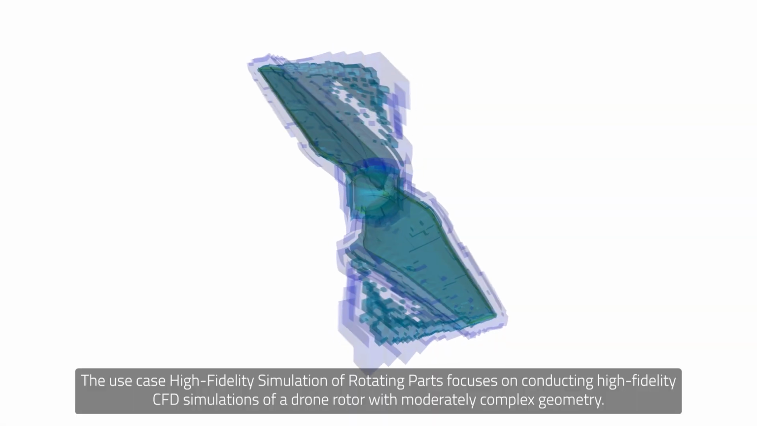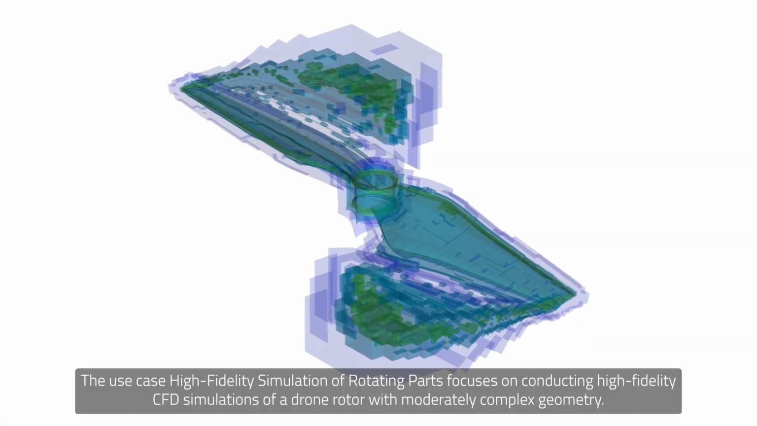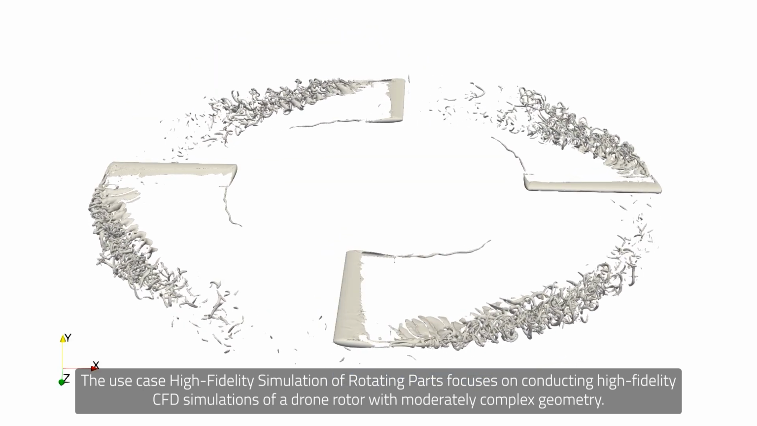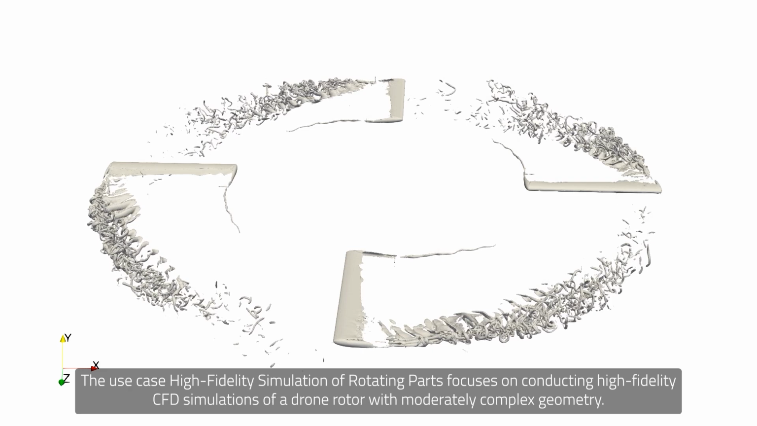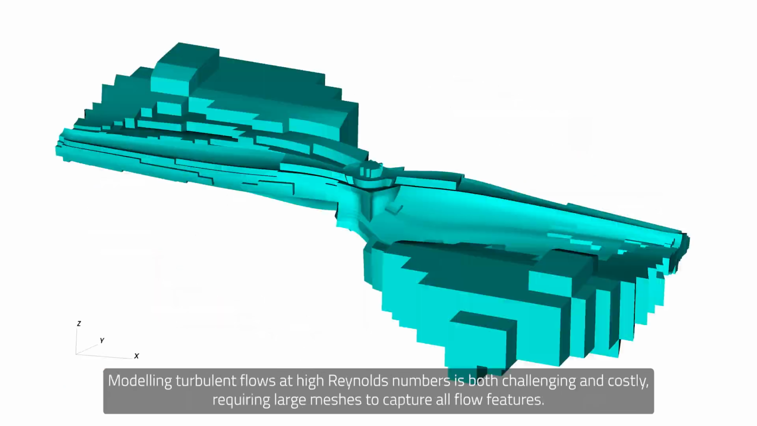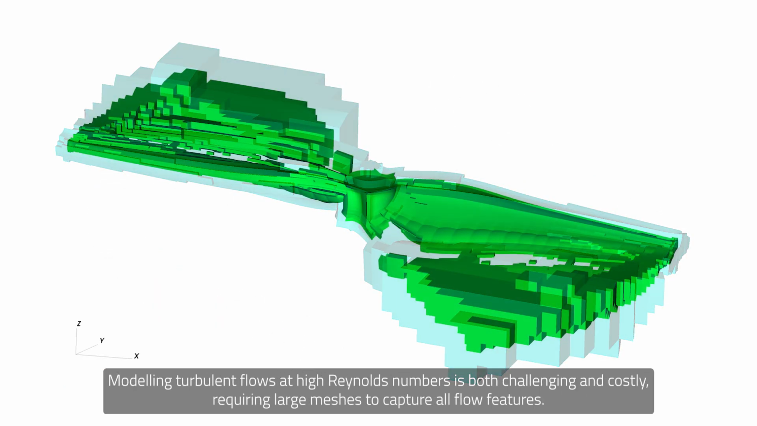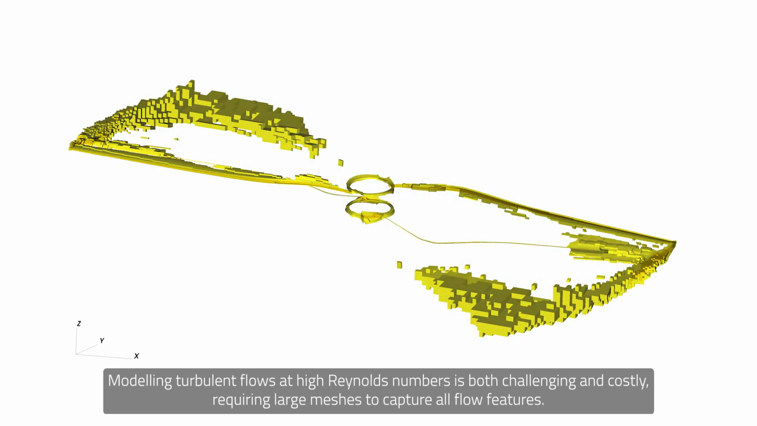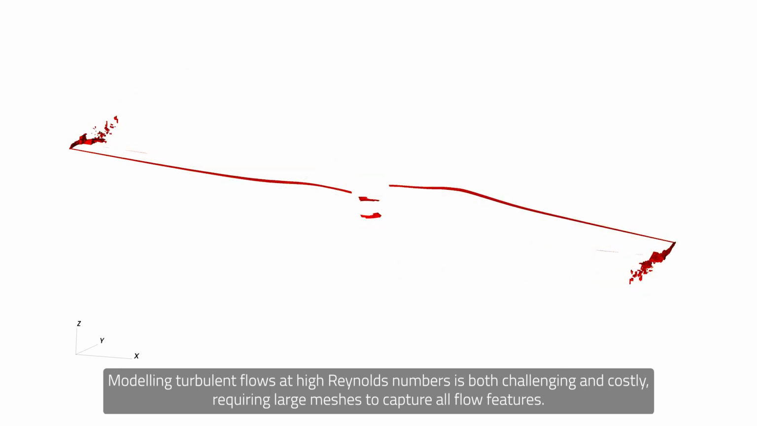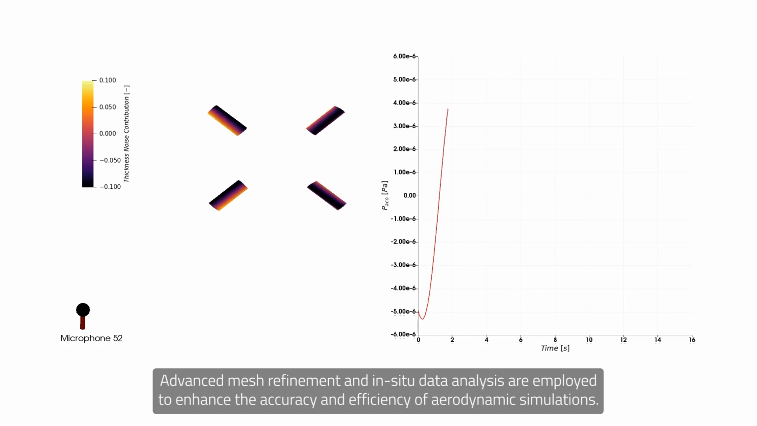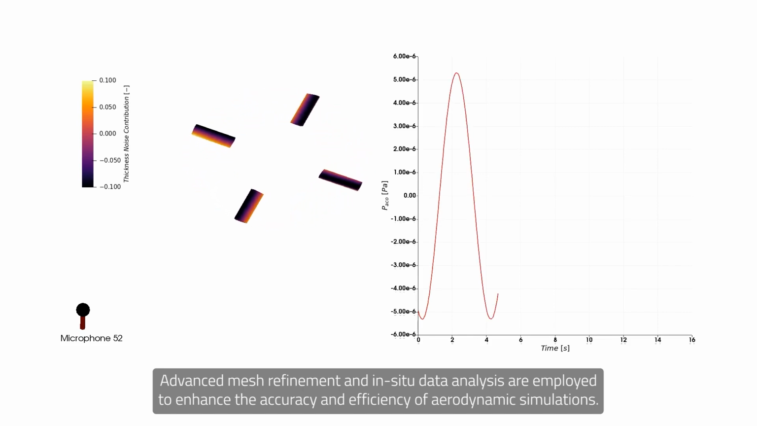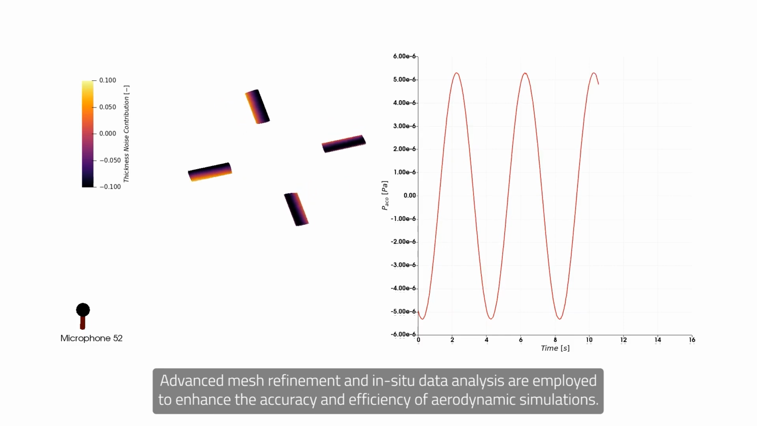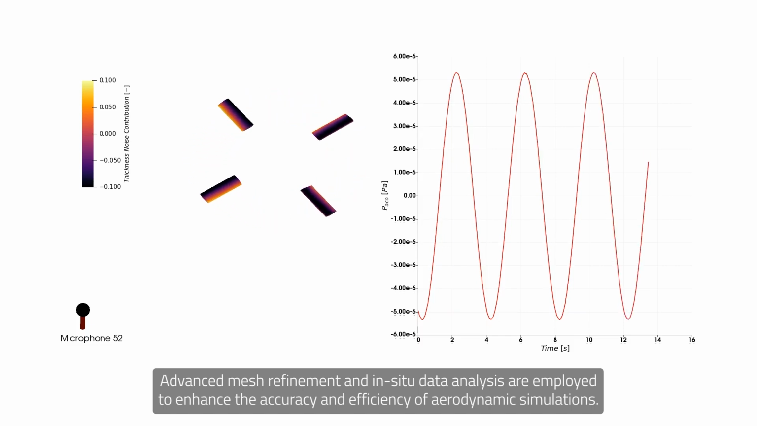The use case, high-fidelity simulation of rotating parts, focuses on conducting high-fidelity CFD simulations of a drone rotor with moderately complex geometry. Modelling turbulent flows at high Reynolds numbers is both challenging and costly, requiring large meshes to capture all flow features. Advanced mesh refinement and in-situ data analysis are employed to enhance the accuracy and efficiency of aerodynamic simulations.